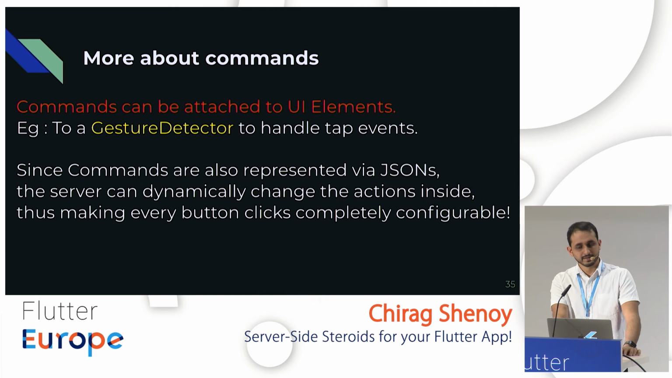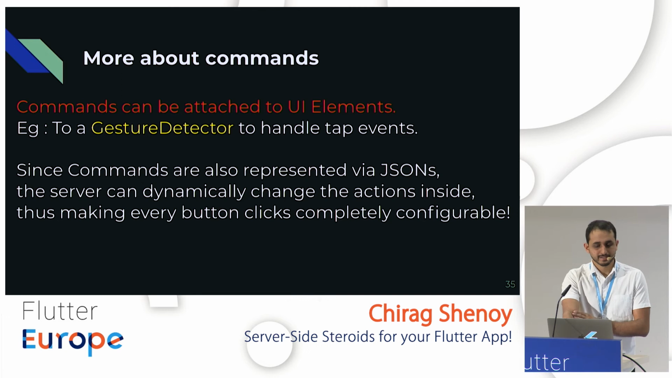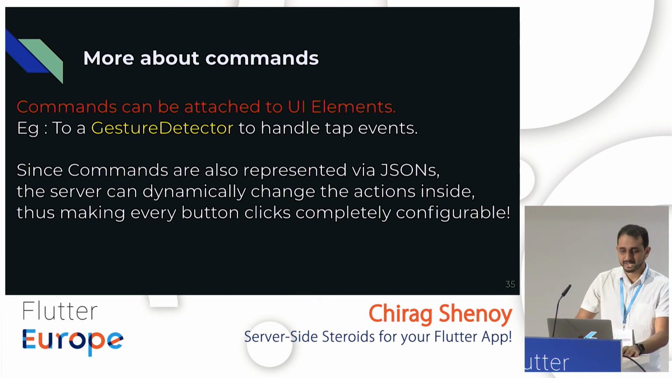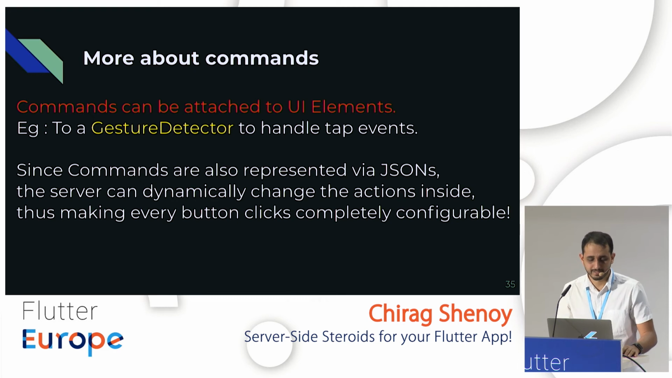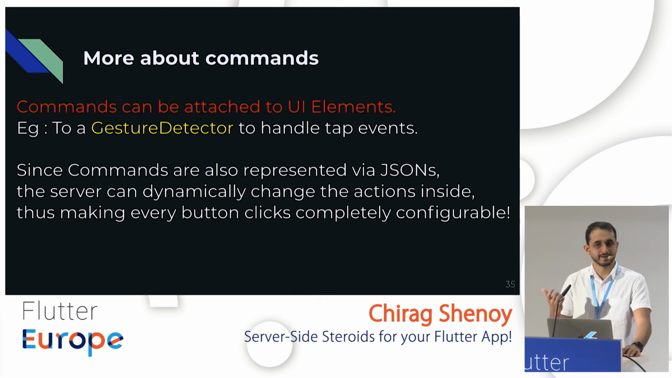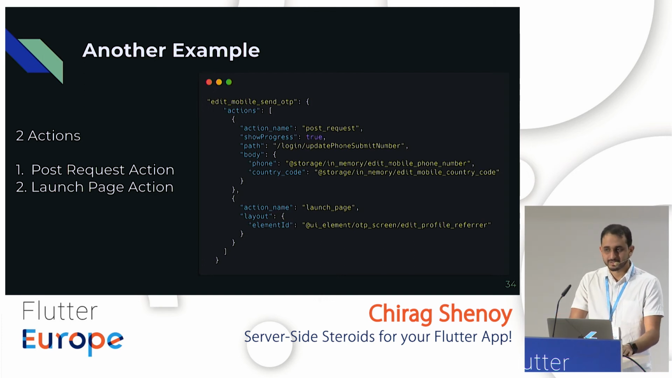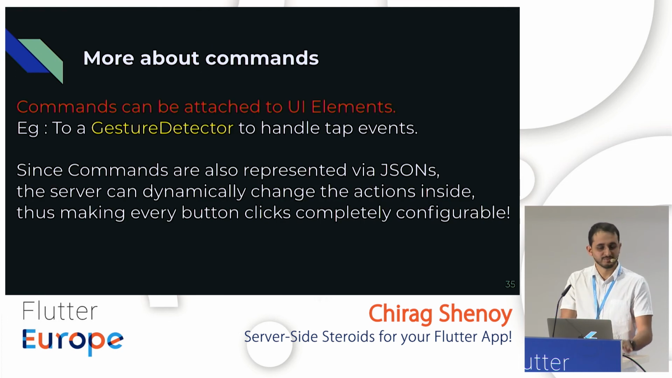And this is where everything starts to get truly dynamic, because since commands are also represented via JSONs, the server can dynamically change the actions inside, thus making every button completely configurable. Say you don't want to make a network call on the OTP button anymore. You can easily do that right now, since your server is sending a set of actions as well, right? In this command, the server doesn't have to send the first action, which says post request. You can directly go to the next page. That's how it gets completely dynamic. So you can go bonkers on this basically.